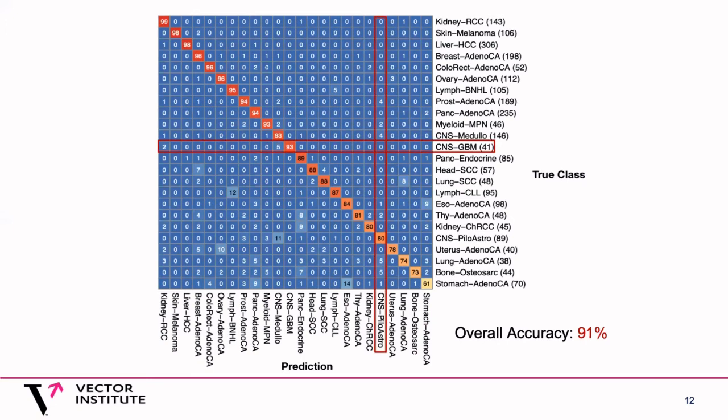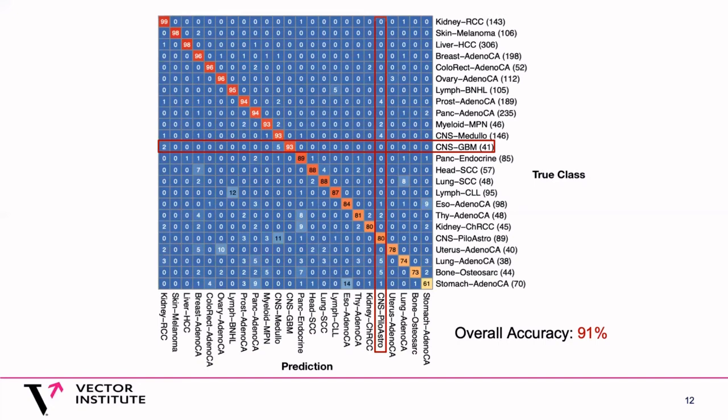Despite these difficulties, the classifier does quite well on some highly related cancer types. A good example is glioblastoma and pilocytic astrocytoma. These two cancers also have similar cell types of origin, but the classifier almost never mistakes one for the other. We see similar results when we look at kidney chromophobe carcinoma, kidney renal cell carcinoma, and a number of other highly related cancer types.